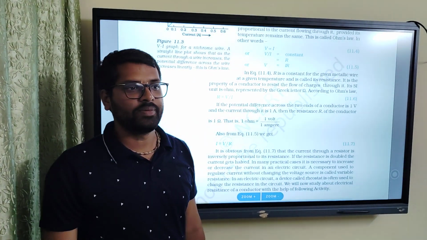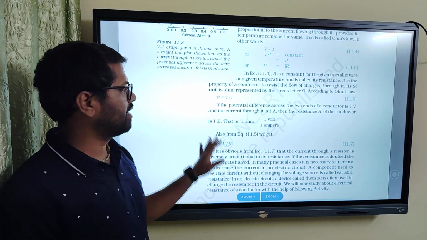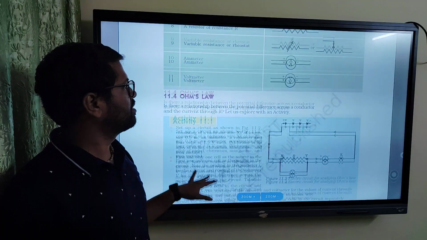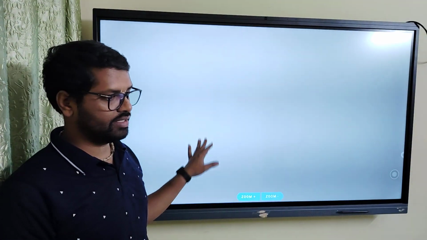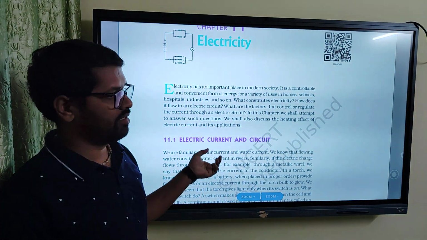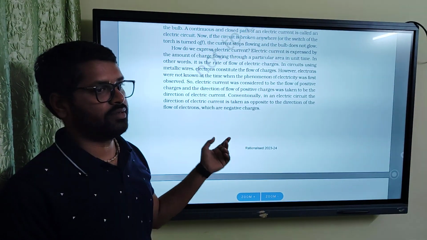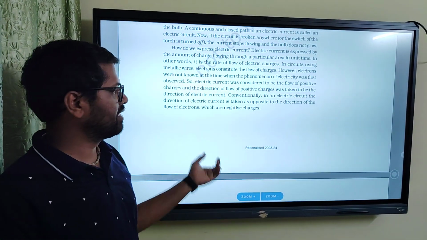Hari Om. In the last part of electricity we have seen current. So we have discussed current. What is electric current? It is the flow of charge per unit time.